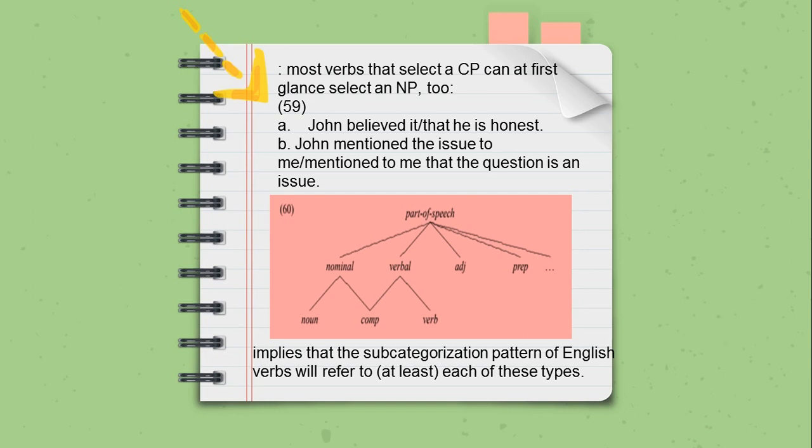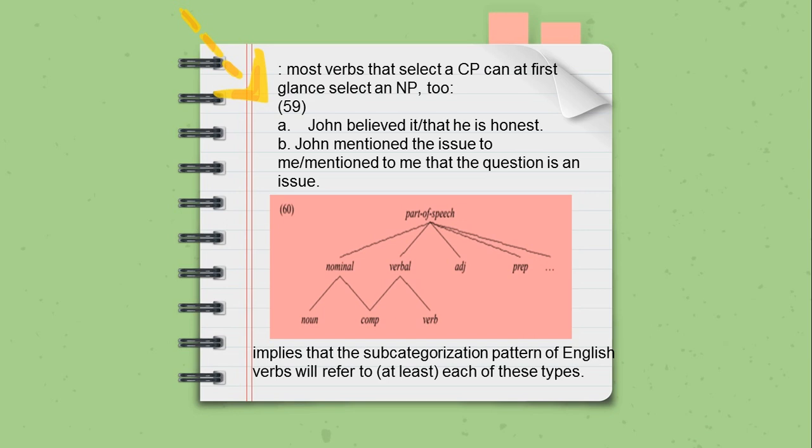According to the hierarchy, the type nominal is a supertype of both noun and comp, in accordance with the basic properties of systems of type, feature, structure. An element specified as post-nominal can be realized either as post-noun or post-comp. This will correspond to the phrasal types NP and CP respectively. The hierarchy implies that the subcategorization patterns of English verbs will refer to at least each of these types.